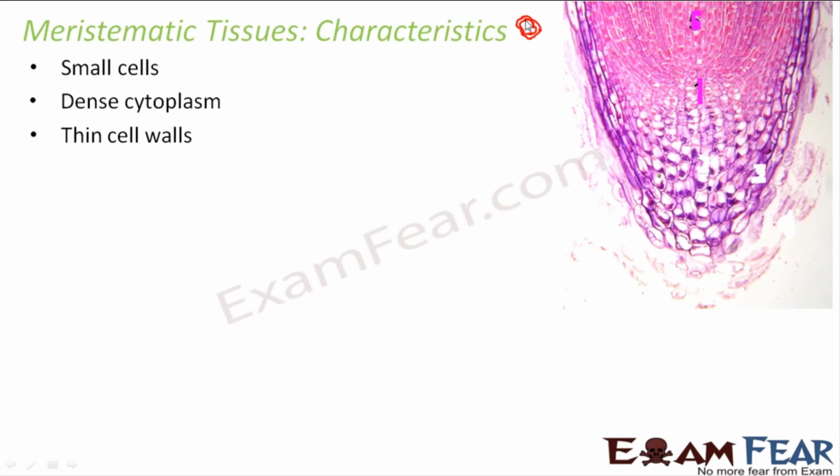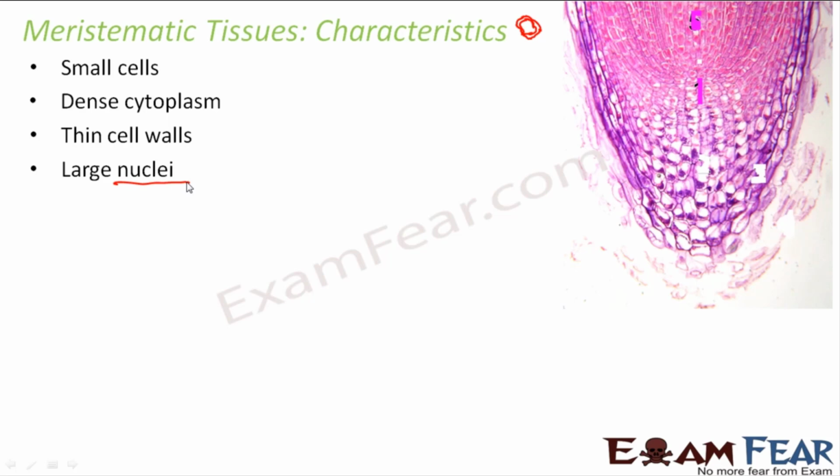Right? So the dense cytoplasm, small size of cell and thin cell wall, they all actually help the cell to divide, and that is why meristematic tissues have these kind of characteristics. They have large nuclei. Why large nuclei? That's because the nucleus is the one which plays the most important role in cell division, right?